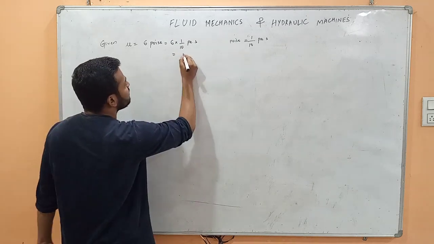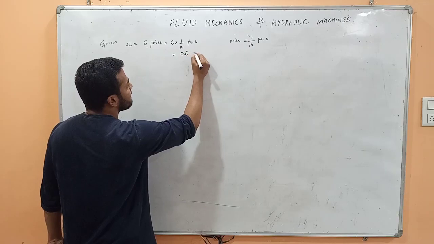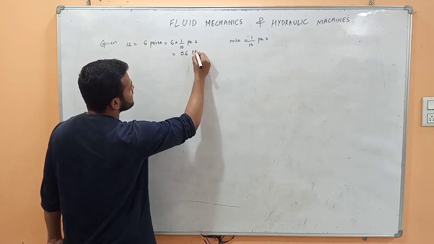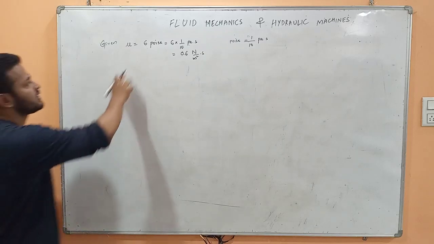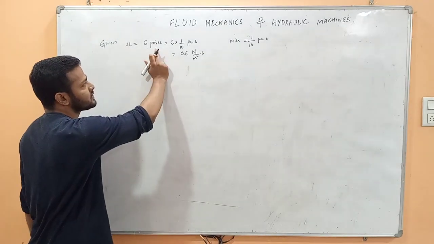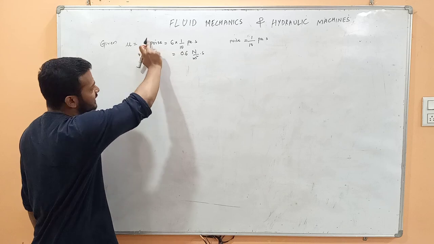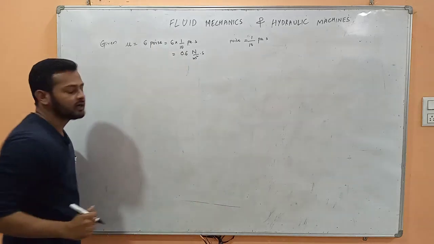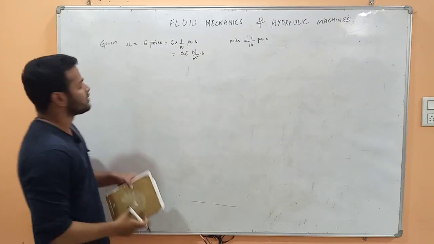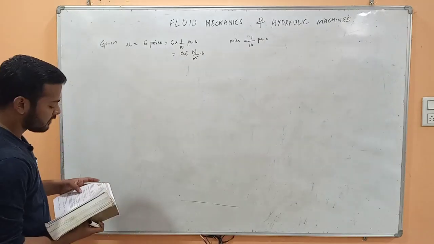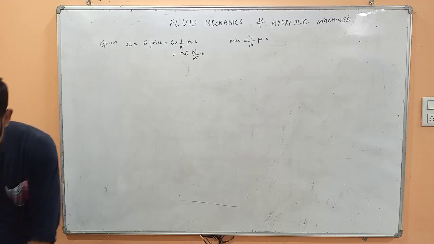So what is the value of mu now? 0.6 Pascal second. Pascal can also be written as Newton per meter square, so the unit is Newton per meter square into second. Whenever poise is given, just divide it by 10. That will be converted into the SI unit, Newton per meter square into second. And many times it will be given in terms of poise only.